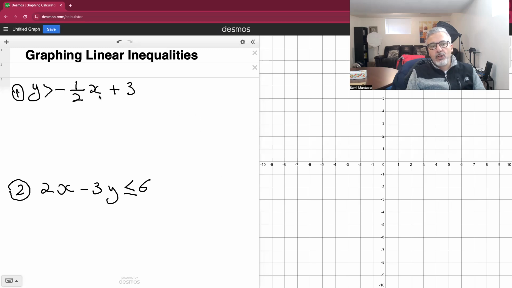In this video, I'm going to show you how to graph linear inequalities. So we're going to graph this first, and then we're going to graph this second. And after that, we're going to find the solution between these two inequalities. So basically, when we graph these two inequalities, we're going to find the area in the graph that satisfies both of these.